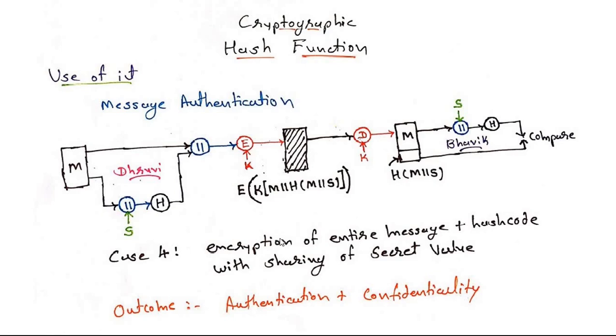Why? Because here we have used encryption of the entire message as well as the hash code. We have applied encryption on the message as well as the hash code. But the limitation of this case is that it may take more time during the encryption. Why? Because we are doing the encryption on the actual message as well as the hash code. Now we have also used the secret key value. So that's why here in terms of outcomes we are getting authentication plus confidentiality both.